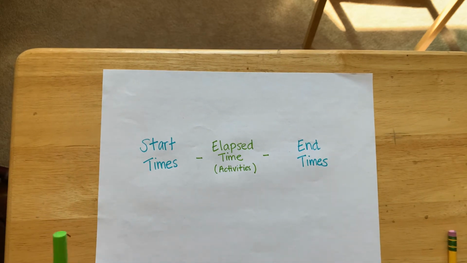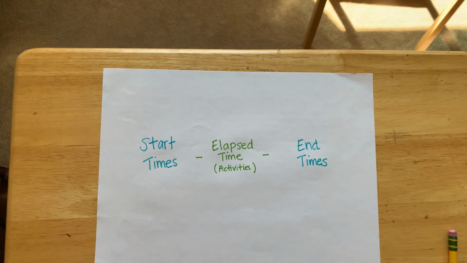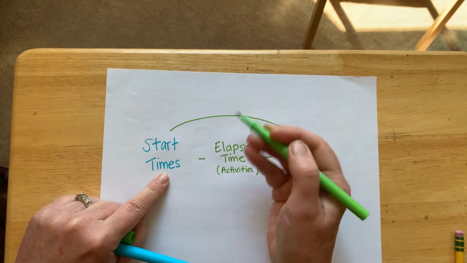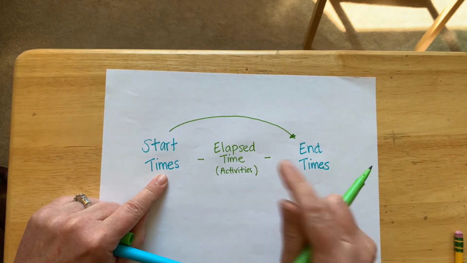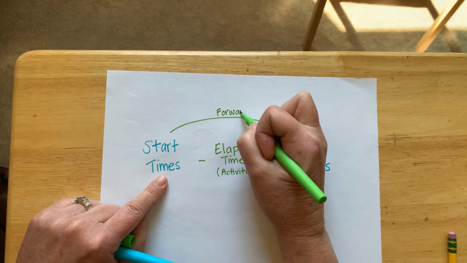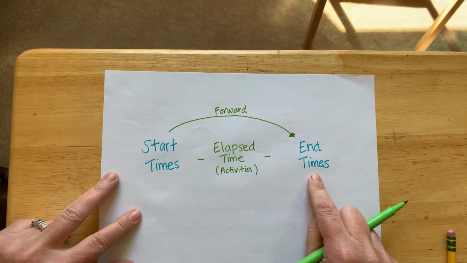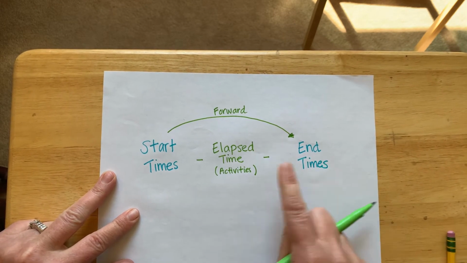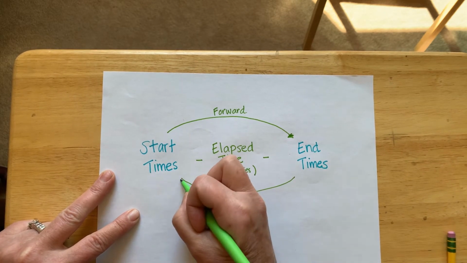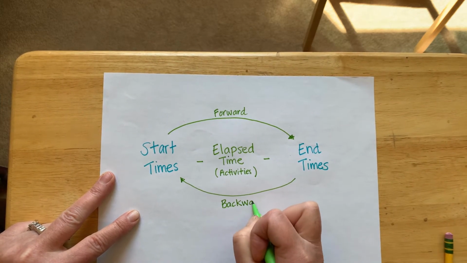In session 3, they gave us the start times, and we had to count forward to get to the end time. They gave us a start time and some activities, and we had to count forward in order to find the end time. In session 4, they gave us the end time and some activities, and we had to count backwards in order to find our start time.